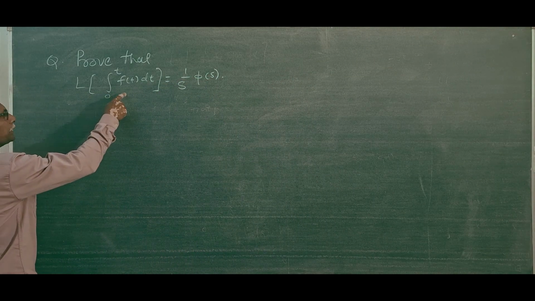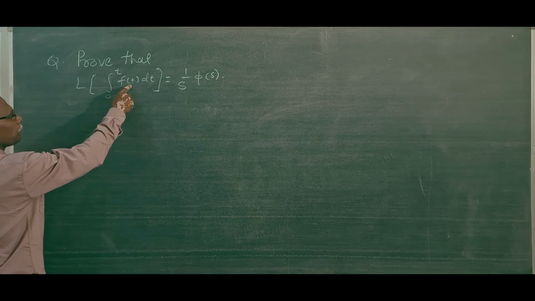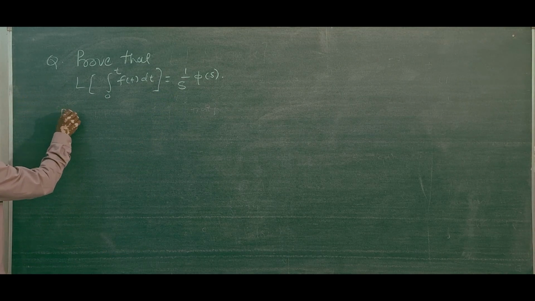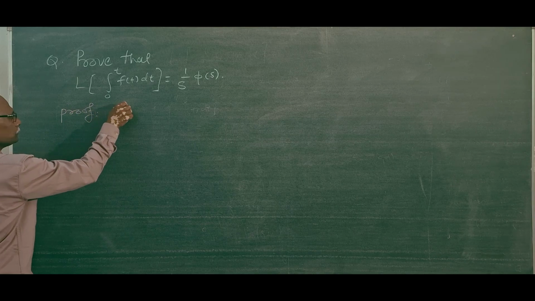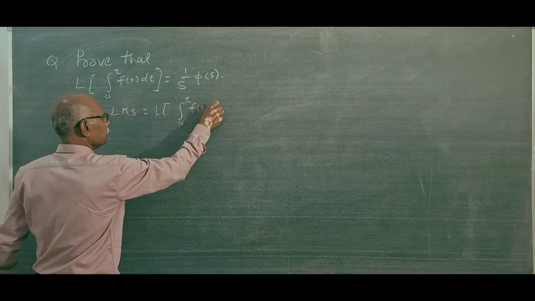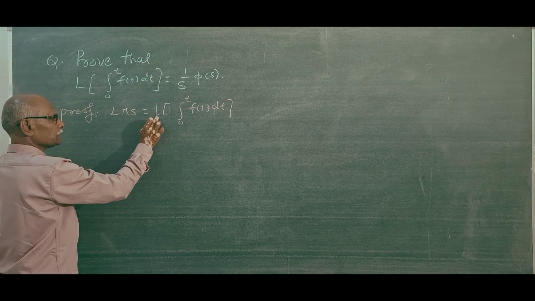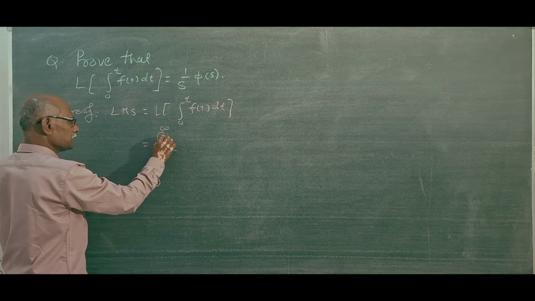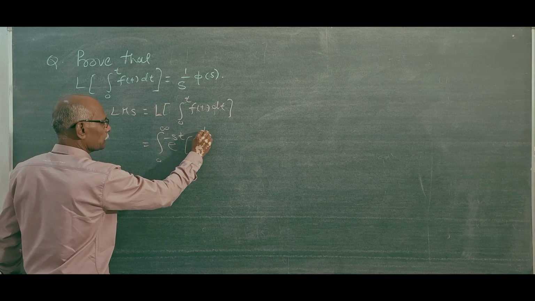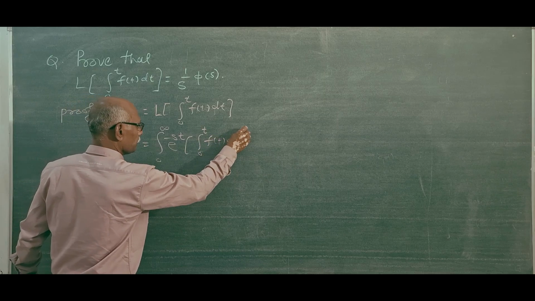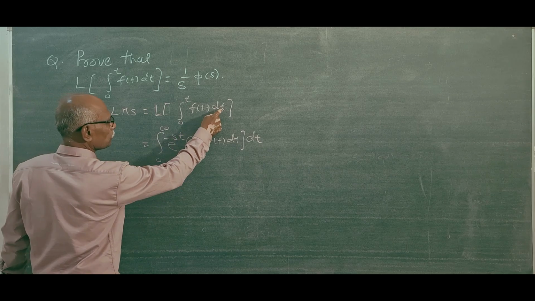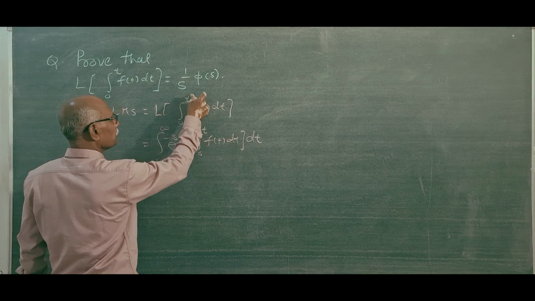This is called Laplace of integration. The integration is actually 0 to t f(t)/t dt, and we have to prove 1 upon s into phi s. So we start with the left hand side. This is the Laplace of the integral 0 to t f(t) dt. Because of this L, we have to write 0 to infinity and e raised to minus s t, and the remaining things as it is, 0 to t f(t) dt multiplied by dt. You can see dt many times: this is the original dt and this is the given problem's dt.